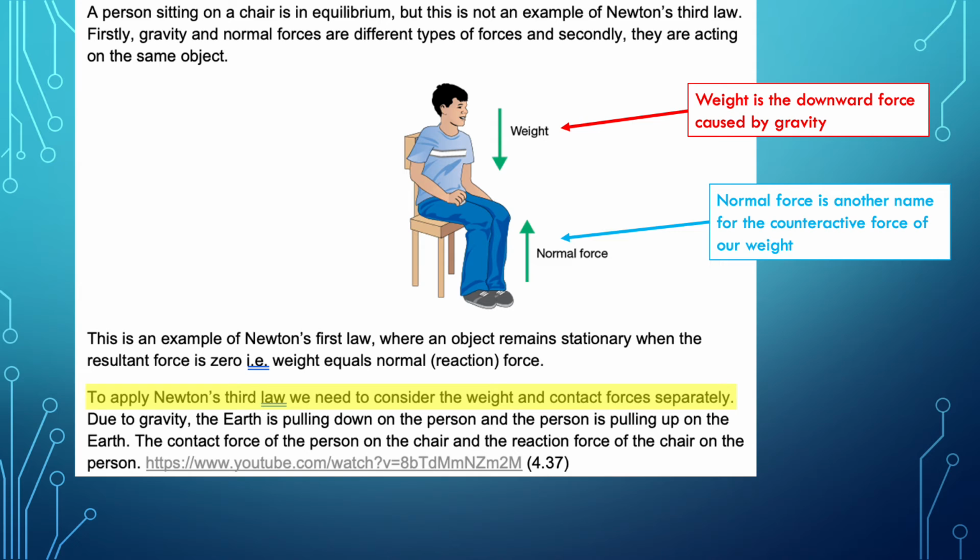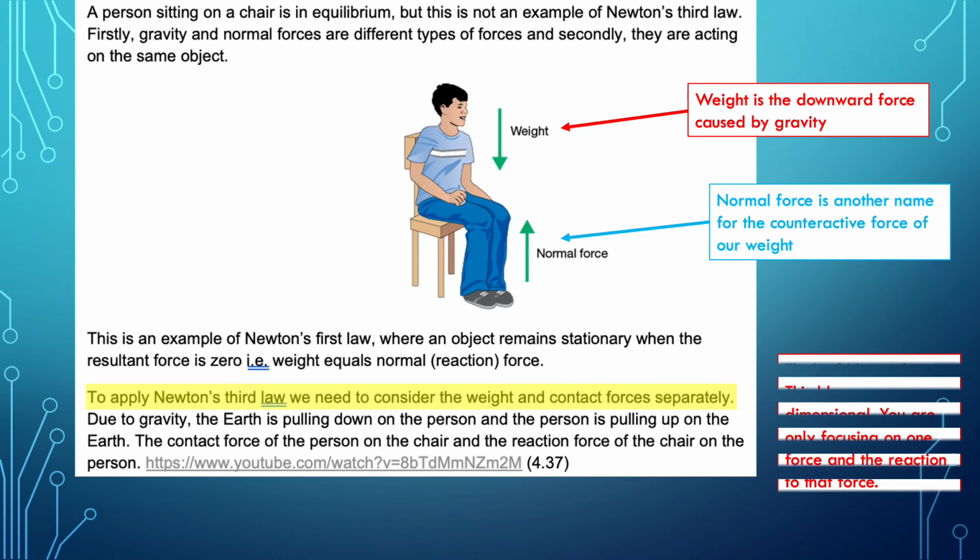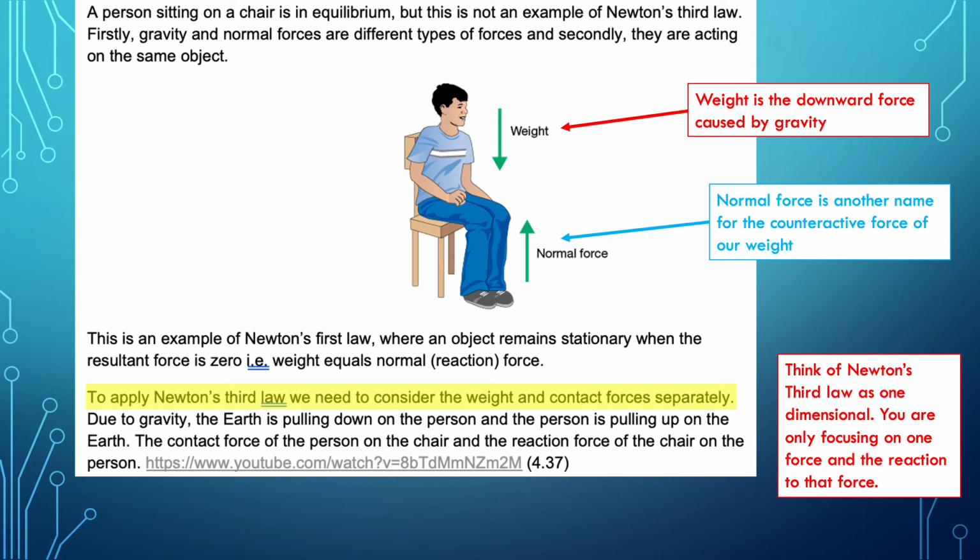And so how I try to explain Newton's third law is it's one-dimensional, which means that you start off in one place and see, well, is there anything reacting to that force? And in this case, the weight, right? You know that weight is caused by gravity. And you know that gravity is caused by pulling on the person. And if that's the case, then what else is pulling on the Earth? And that answer would be yourself, the person. So you're only focusing on one force and the reaction to that force. And inevitably, that will include two different objects. Okay, so is it the person and the Earth, or is it the person and the chair?